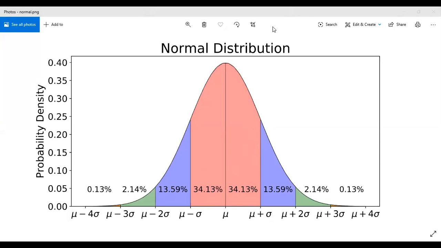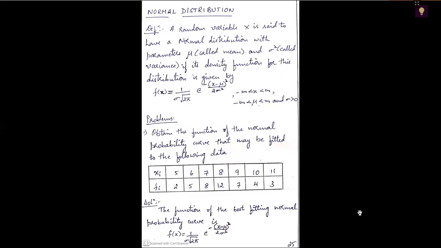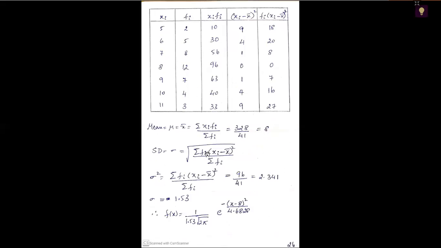So let us look at some problems based on that. This is a very important topic, normal distribution. Obtain the function of the normal probability curve that may be fitted to the following data. So xi is given, fi is given. You need to fit the best normal probability curve. So to obtain a normal probability curve, you need sigma and mu. So for this xi and fi, you need to find out what is mu and sigma. That is nothing but mean and standard deviation.